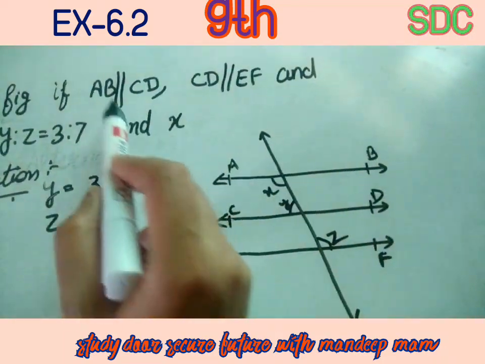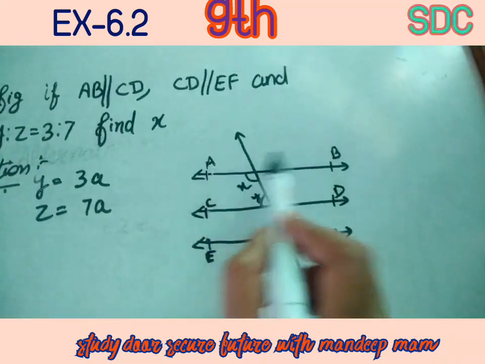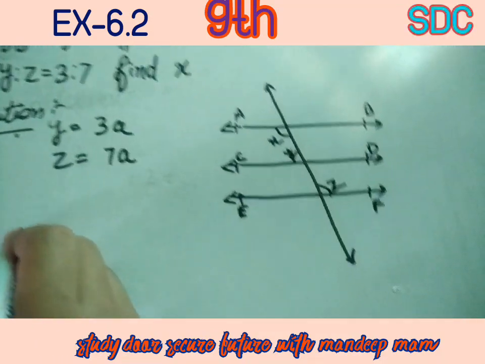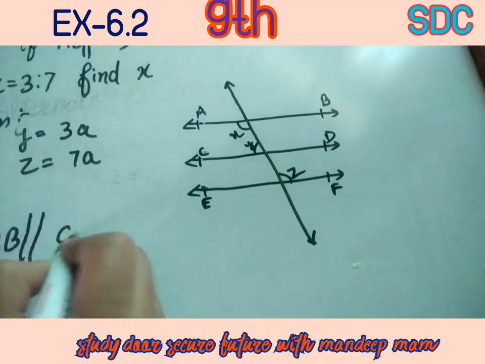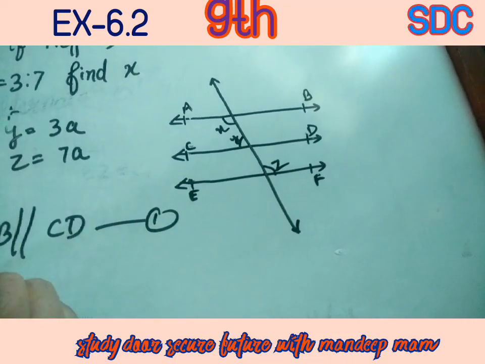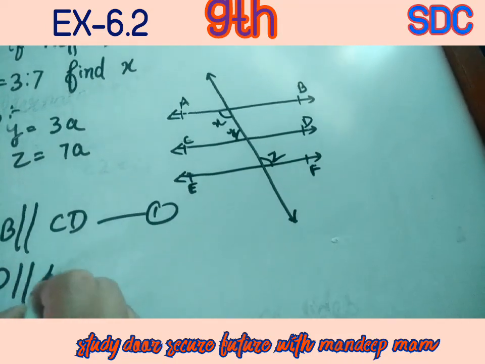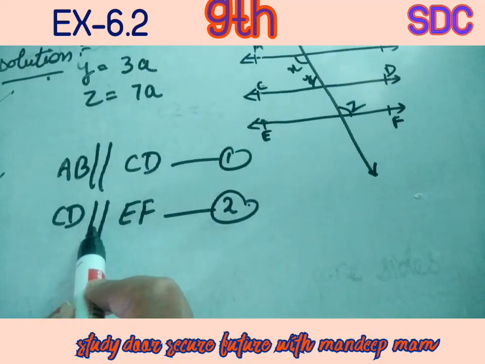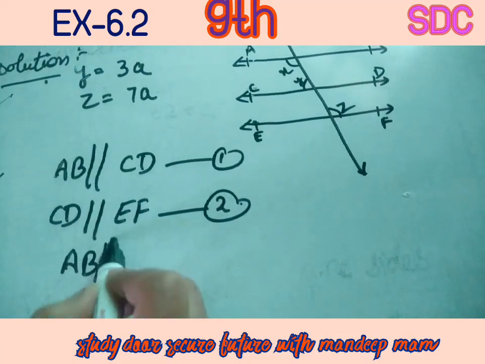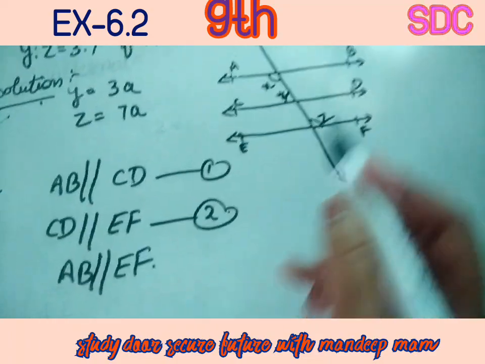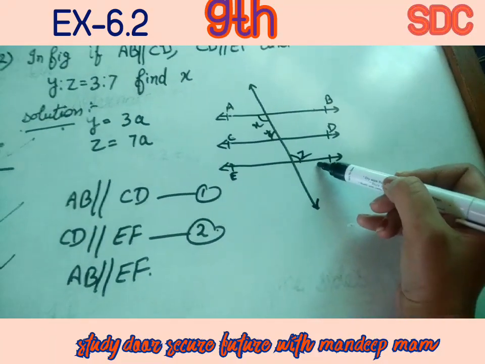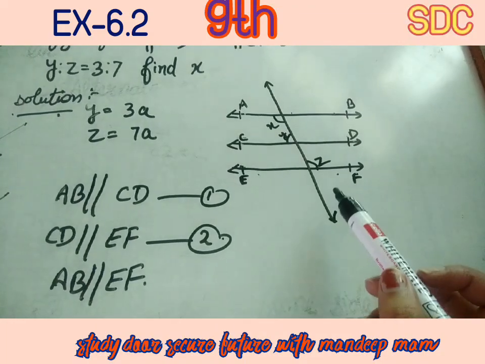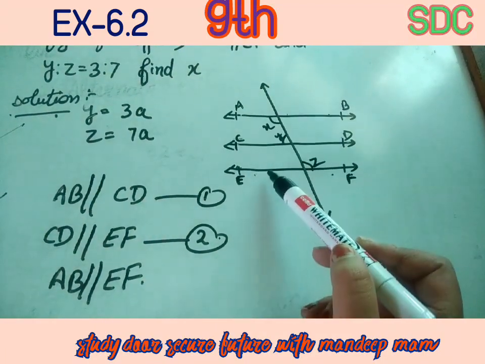Now we are given that AB is parallel to CD and CD is parallel to EF. We will write it: AB is parallel to CD, our first equation, and CD is parallel to EF, our second equation. Now from both we get that AB will be parallel to EF. So these two lines will also be parallel.